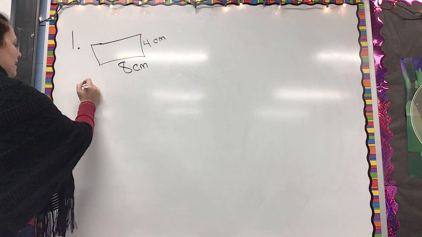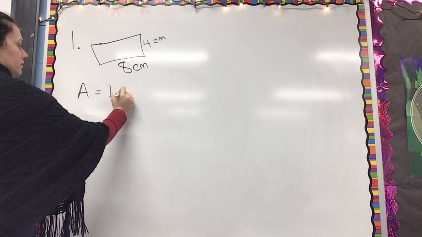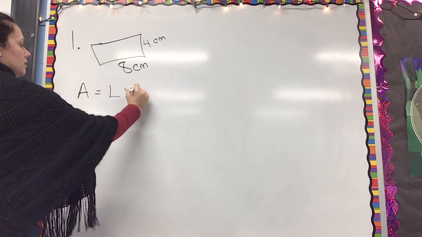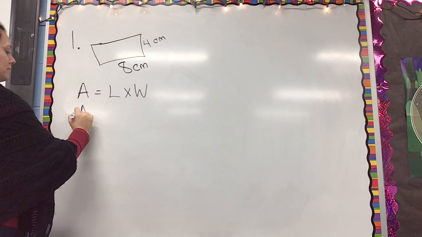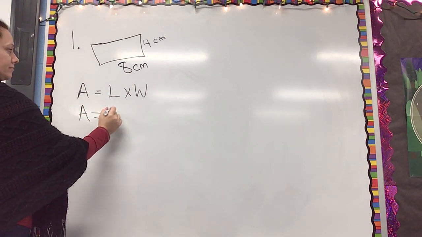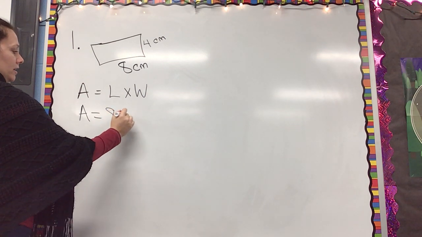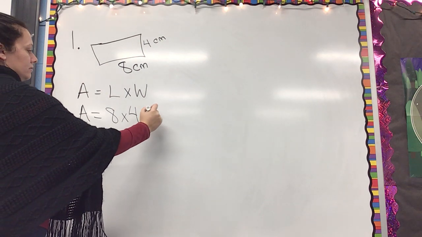All right, so what is my formula for finding area? Area equals length times width. Very nice. So here, I want us to plug in our numbers. What's my length? 8 centimeters. And what's my width? 4 centimeters. What is 8 times 4?